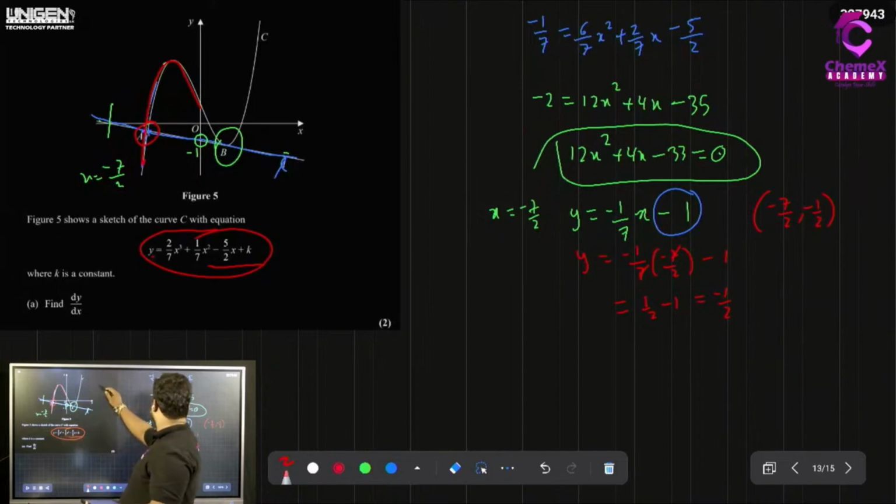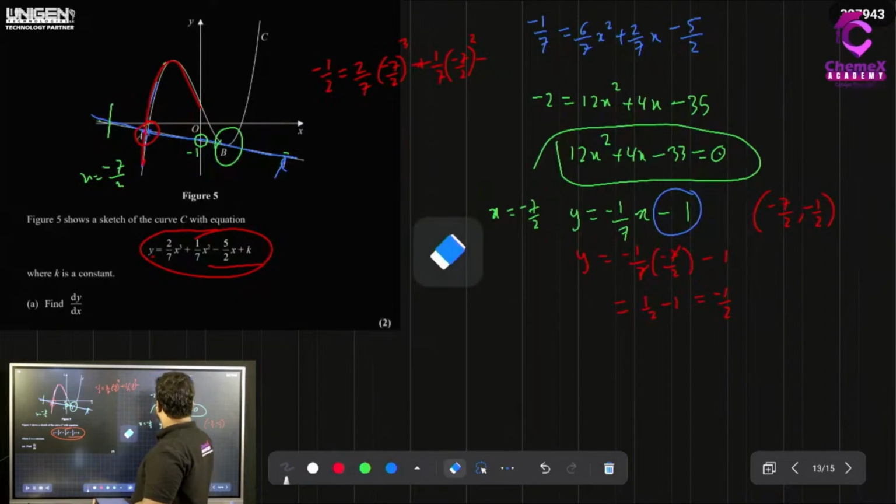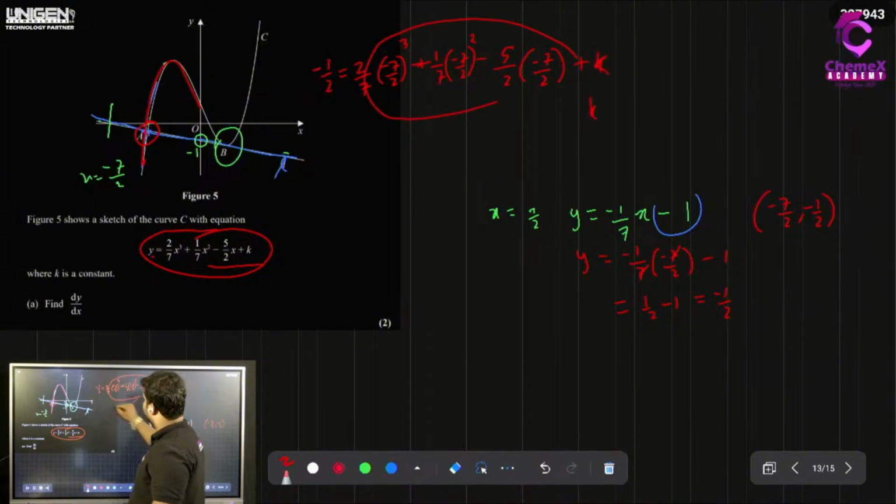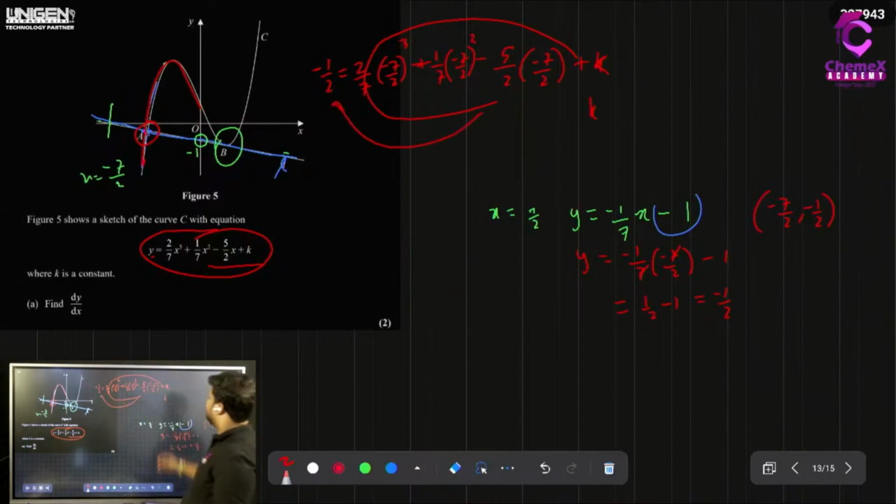Instead of y I am going to put minus 1 over 2 equals 2 over 3 times minus 7 over 2 cubed plus 1 over 7 times minus 7 over 2 squared minus 5 over 2 times minus 7 over 2 plus k. So make k the subject, that's it. Take the entire thing to the other side as subtraction, and then k is equal to 5 over 4. Any questions with that? That's it.